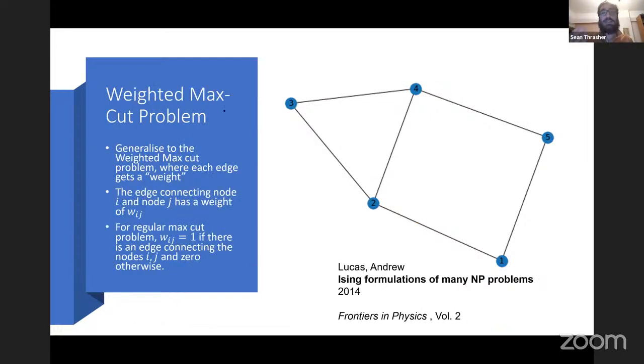And there is an extension of this problem called the weighted max cut problem. So you can also assign weights to this. So this would count as 2 edges, for example. And so I say that Wij has a weight of 1 if there is an edge that connects node i to node j. So for example, W12 would be 1, but W13 would be 0, for example.